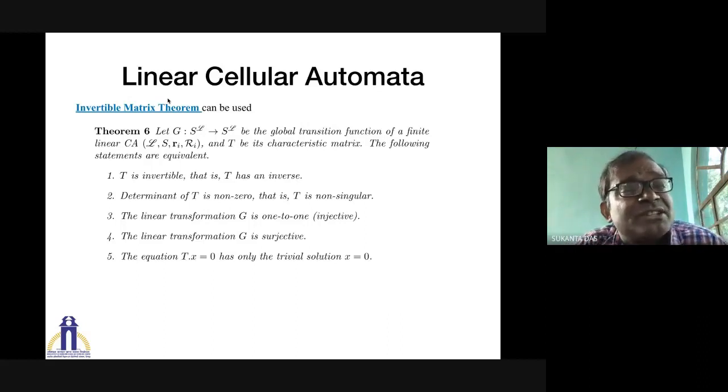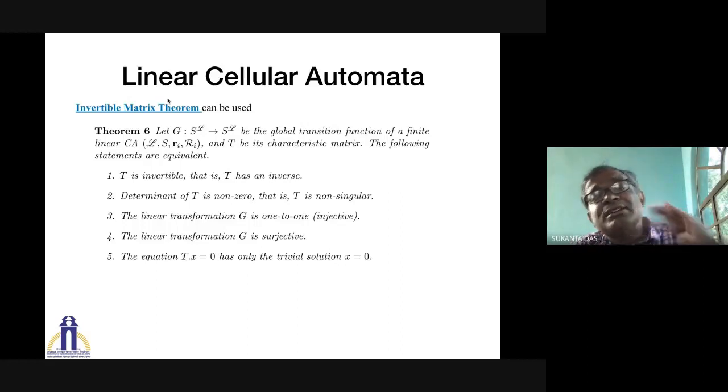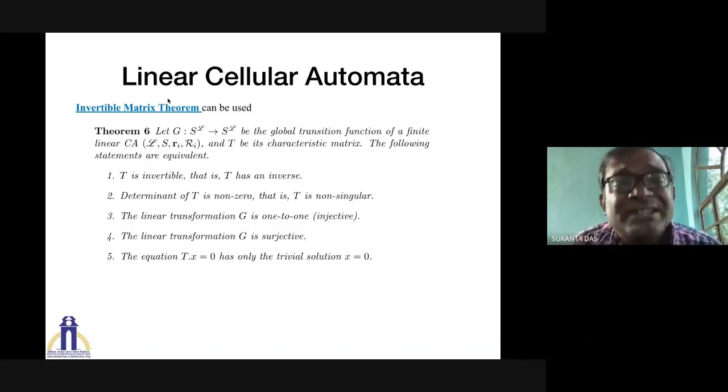And what is the meaning of T is invertible? T has an inverse. Inverse means that from one configuration you can go to the previous configuration. It is the meaning of reversibility. So if T is invertible, the CA represented by T is reversible. That is the meaning.